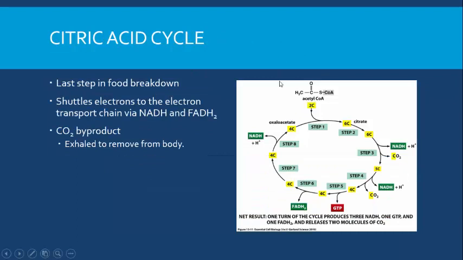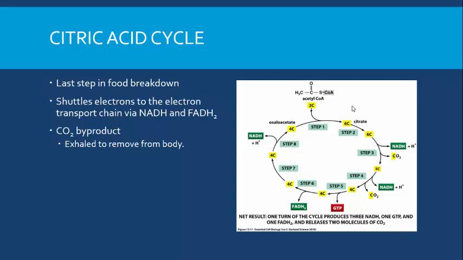Now that we've transformed pyruvate into acetyl-CoA, let's take a look at the citric acid cycle. This is the last step in the breakdown of food. In this stage, we remove the electrons from the acetyl-CoA and shuttle these via high-energy electron carriers, NADH and FADH2, to the electron transport chain, and while oxygen is not directly a part of the process, oxygen presence is required for this process to run.